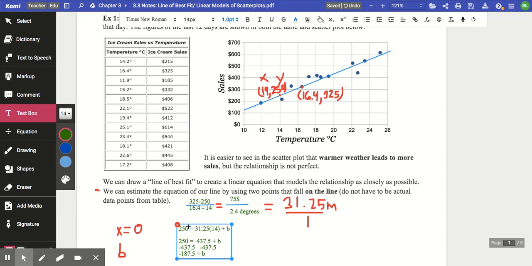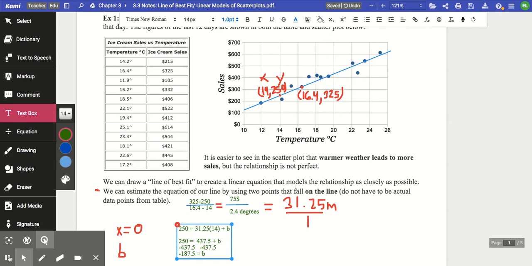Now, in this context, it doesn't quite make sense to have a negative number of sales at 0 degrees, but this is the value that produces these sales for these corresponding temperatures.